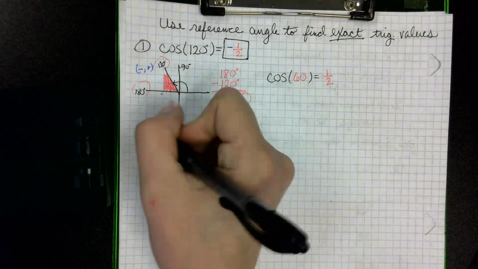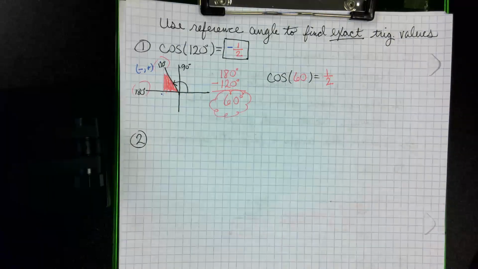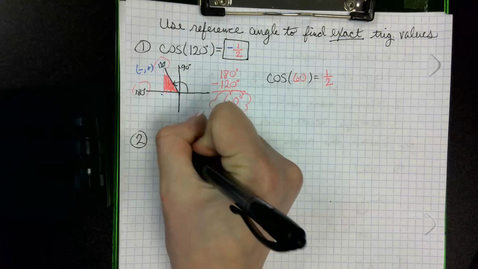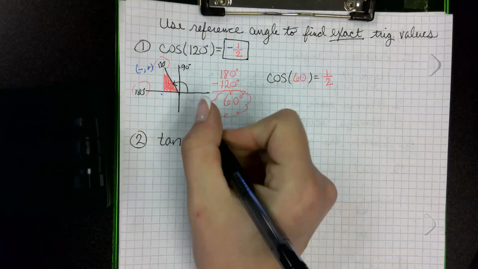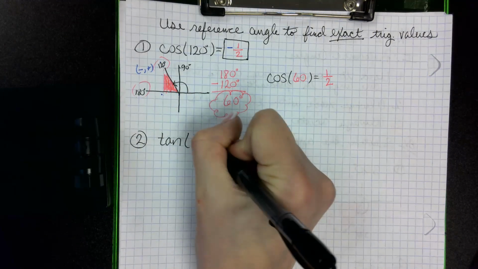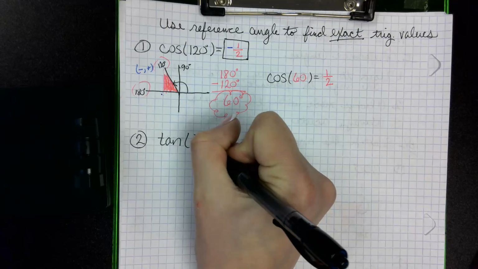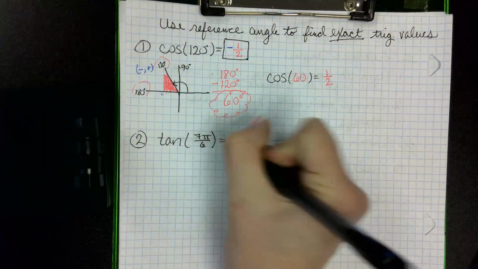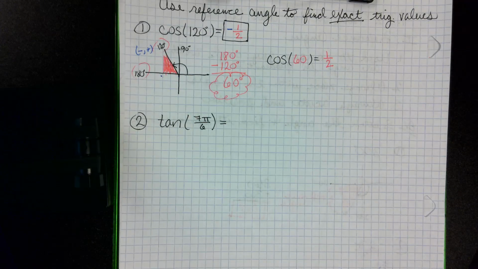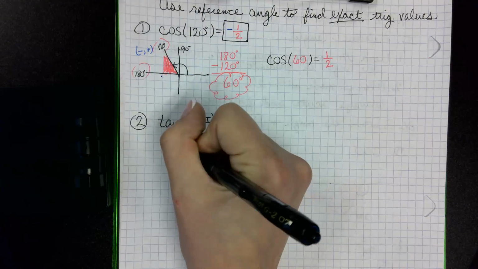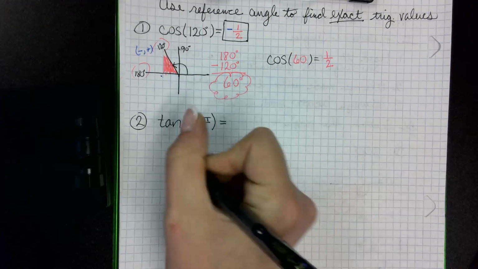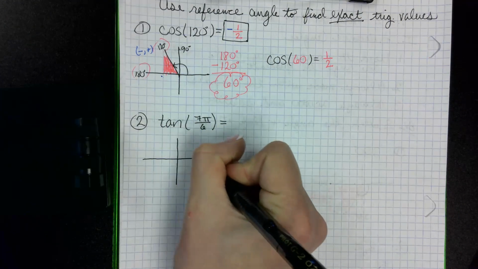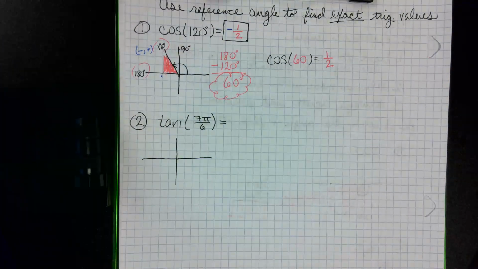Let's try another one. Tangent of 7 pi over 6. Find the tangent of 7 pi over 6. So we start by sketching the original angle in radians. If your problem is given to you in radians, you leave it in radians. If it's given to you in degrees, leave it in degrees.